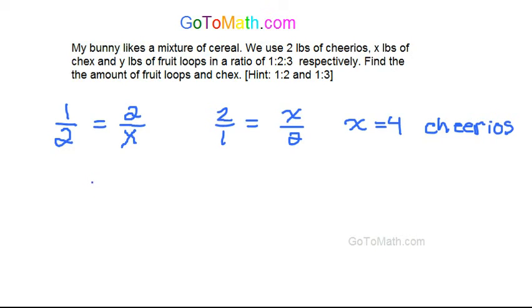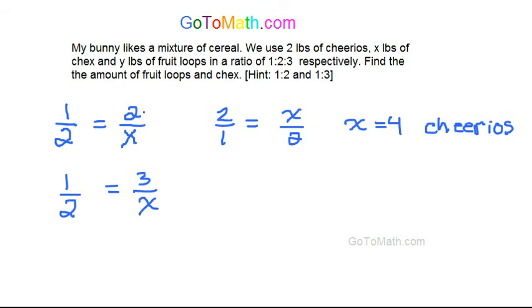Alright, so let's now take a look at this other one here. We got 1 to 3. Right, did I say 1 to 3? Yeah. That's right, a 1 to 3 ratio. But we're going to do this 1 over 2 is equal to 3 over X. That's that 3 over X.